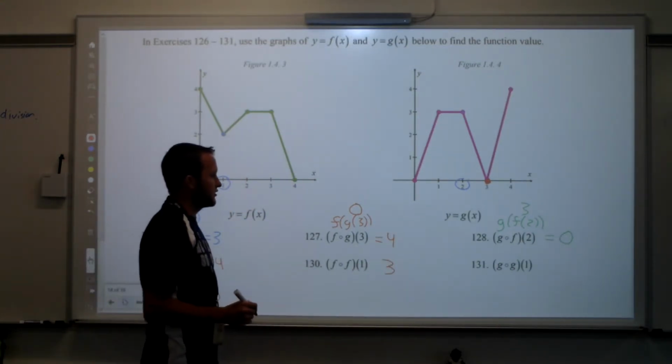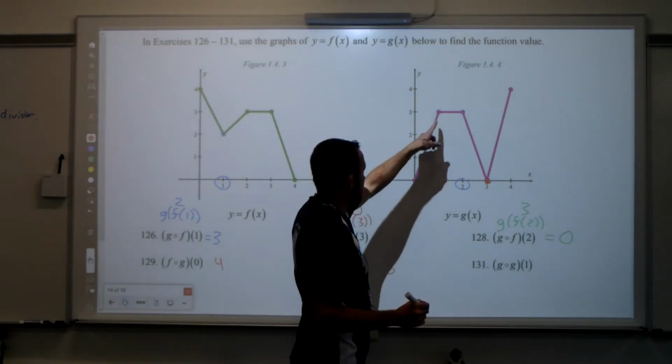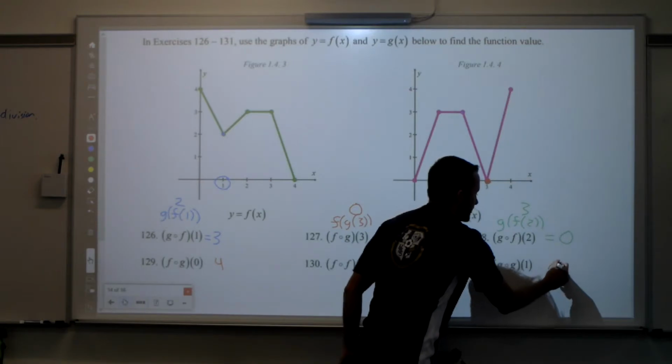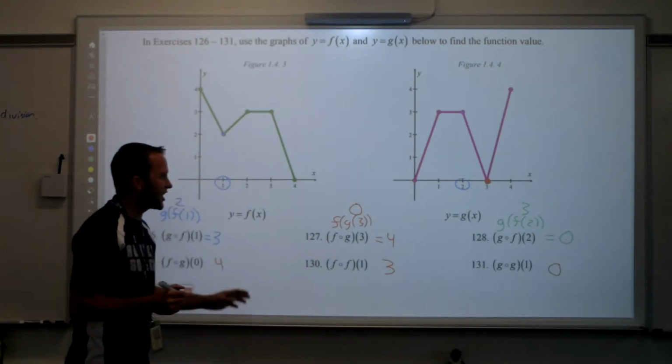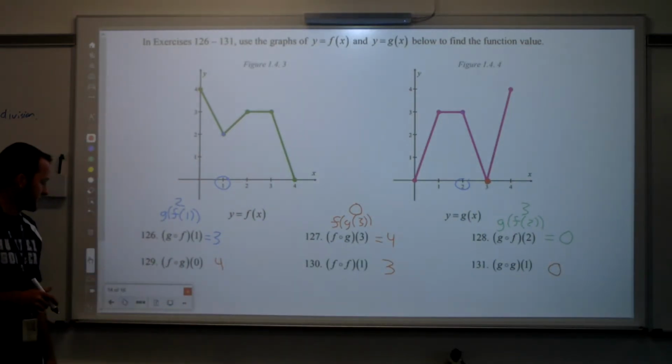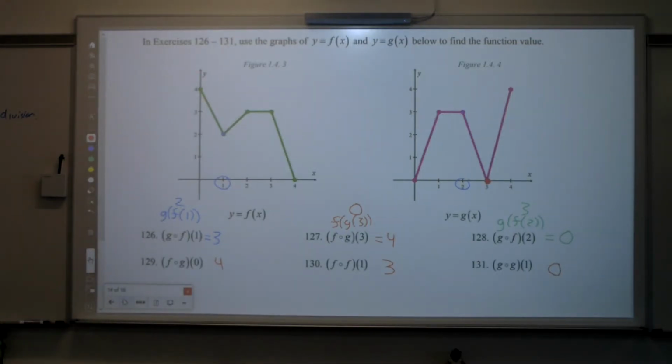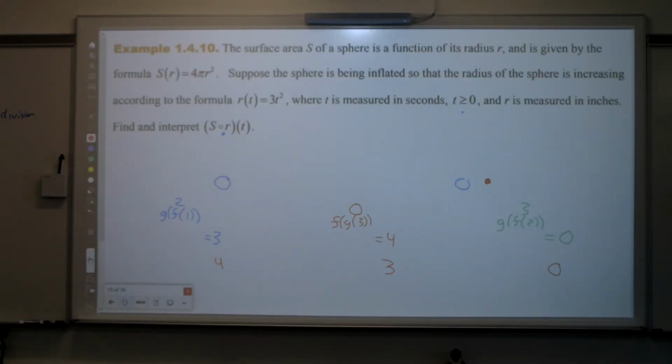Then we do G of 1, I go to G, plug in 1, I get 3. That's getting plugged in again, plug in 3, and I get 0. I kind of like these ones, I think they're fun. Alright, we're getting there, we are so close. Let's just do, we got 2 more examples here.